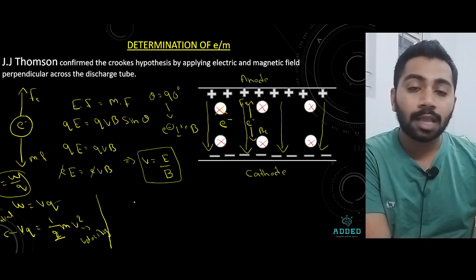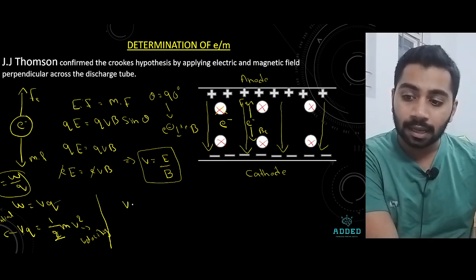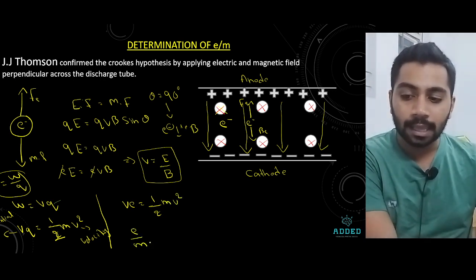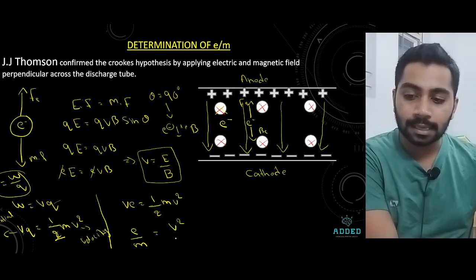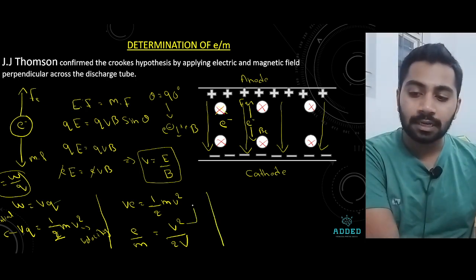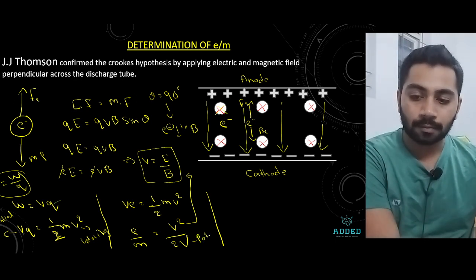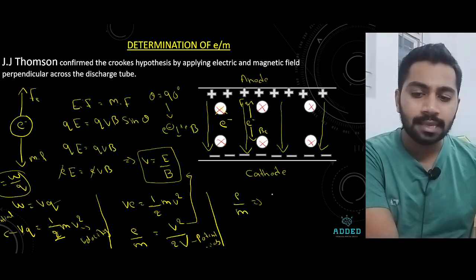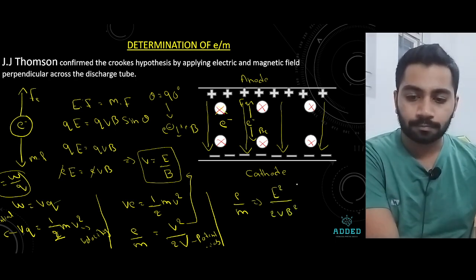Now the charge here is e, so eV equals 1 by 2 mv square. Now we are discussing the value of e by m, so I will write like this. Do you have any problem? The velocity value we know. This is velocity, this is potential. How many times do I need to tell you? Potential. Now can you write the e by m value like this: E square divided by 2VB square.